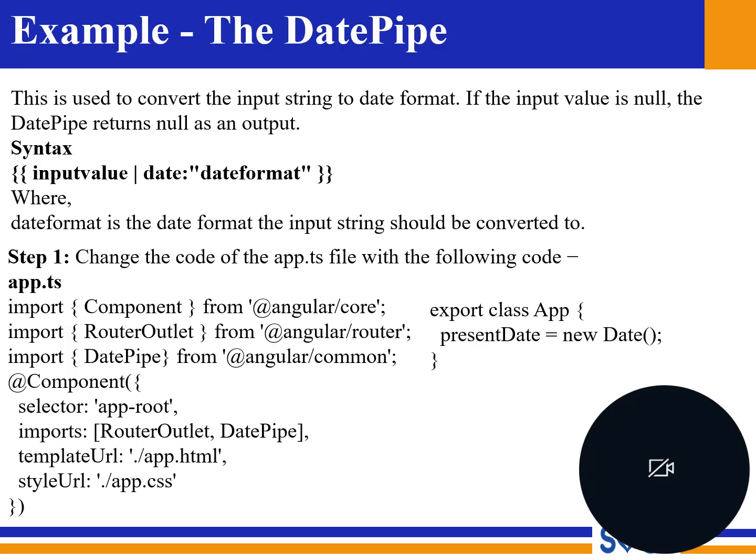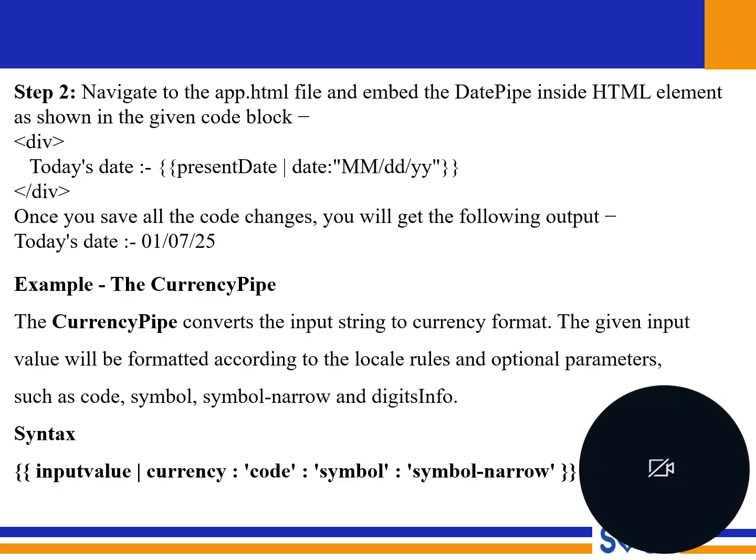So next one is the date pipe. This is used to convert the input string to the date format. If the input value is null, the date pipe returns null as an output. So this is the syntax followed. Here date format is the format the input string should be converted to. Same steps: first you have to create the app.ts file. Next you have to create the app.html file, and then finally you get the output as today's date.